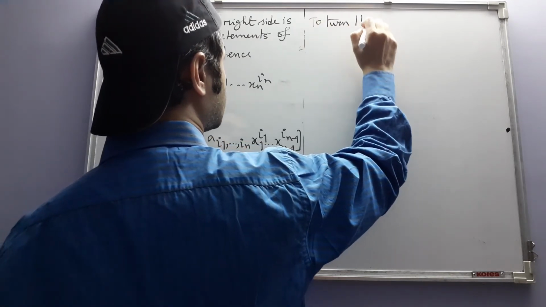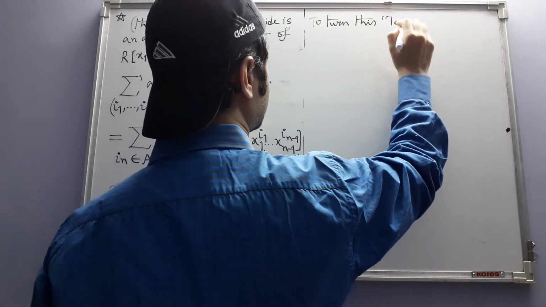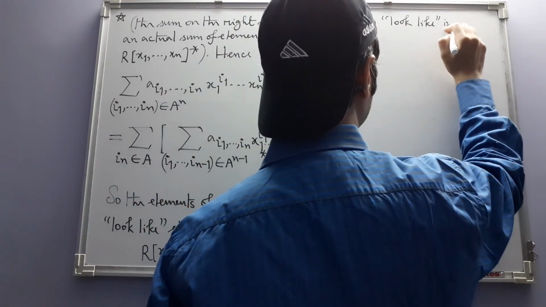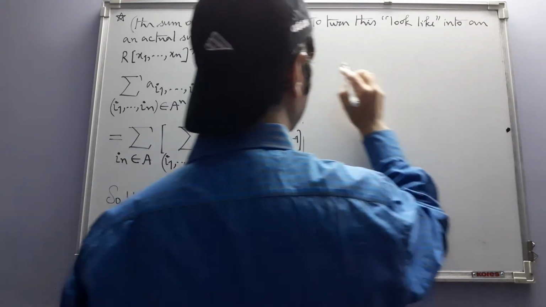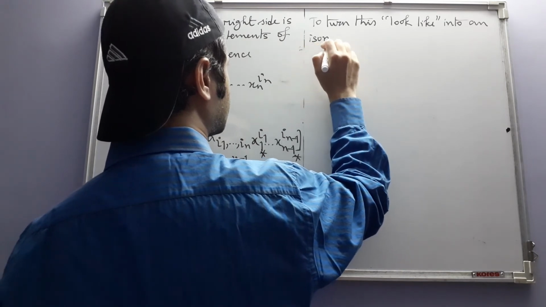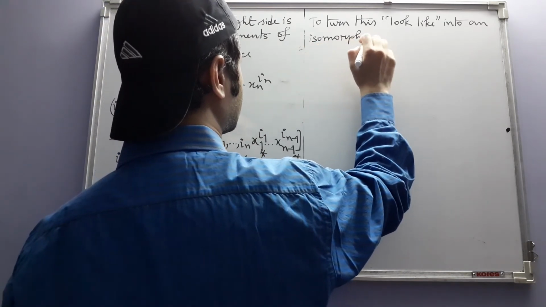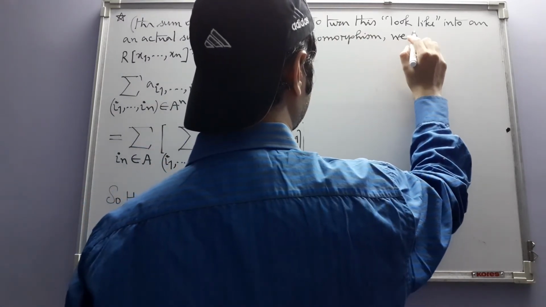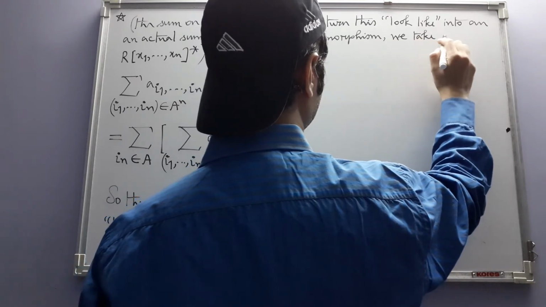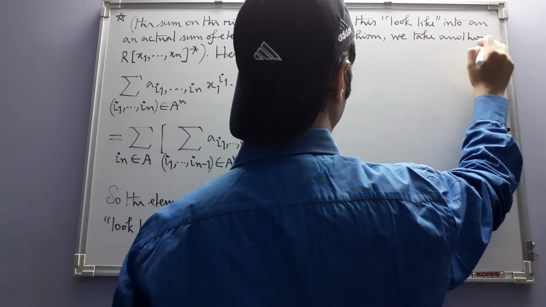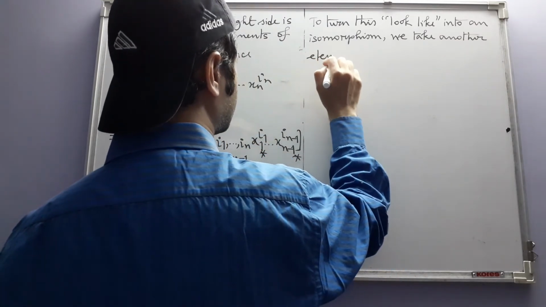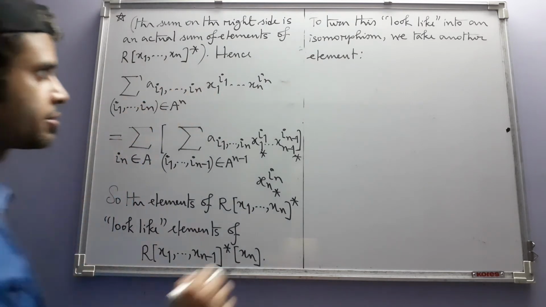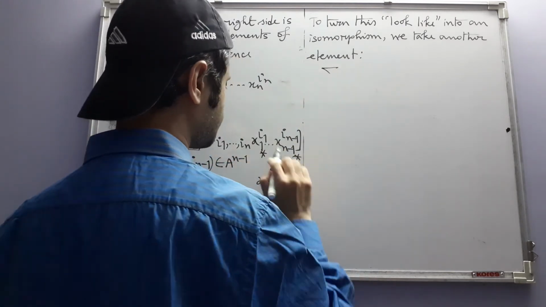To turn this look-like into an isomorphism, we take another element like this and express it in this form.